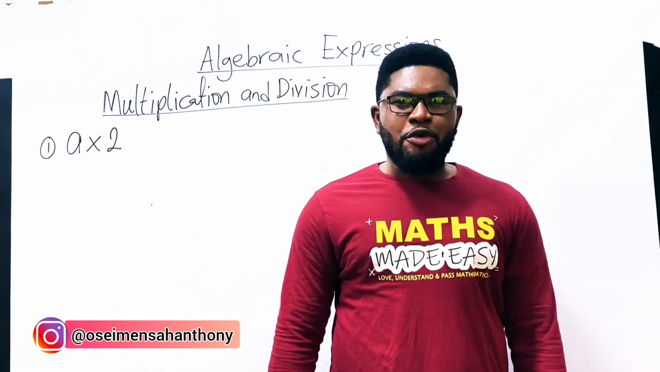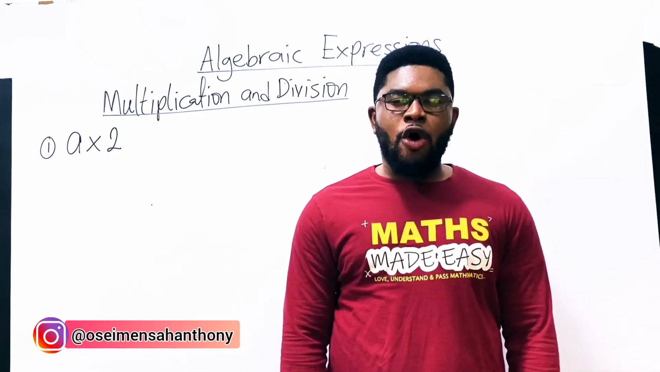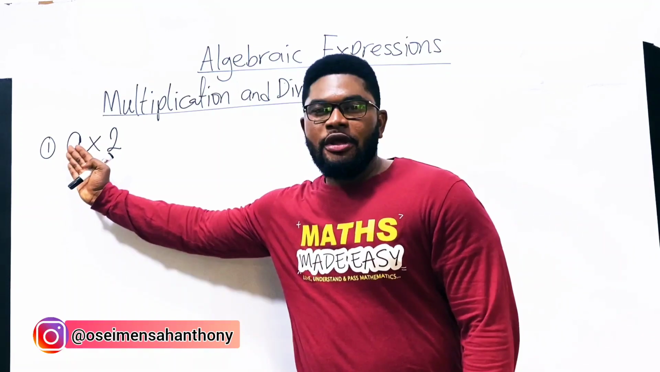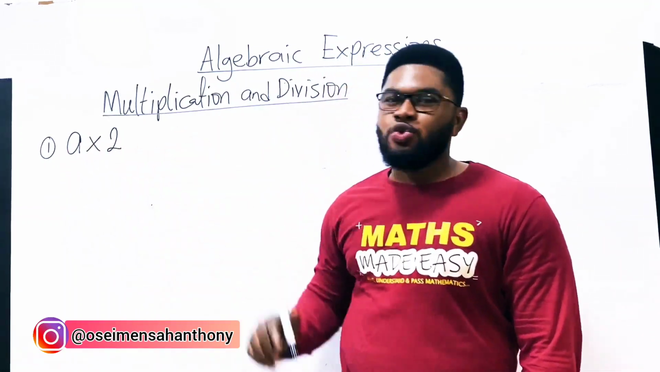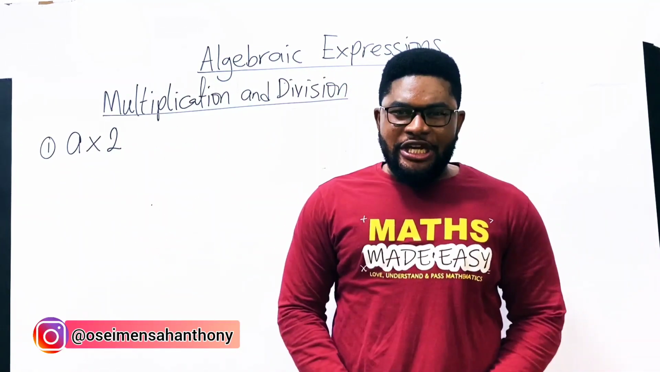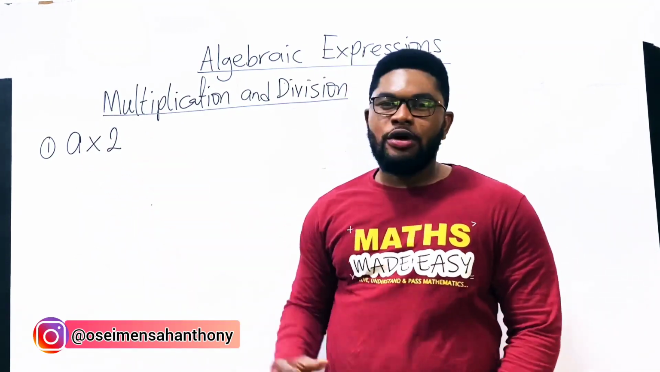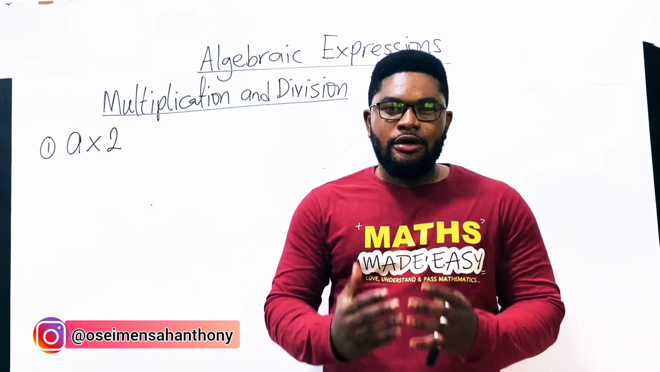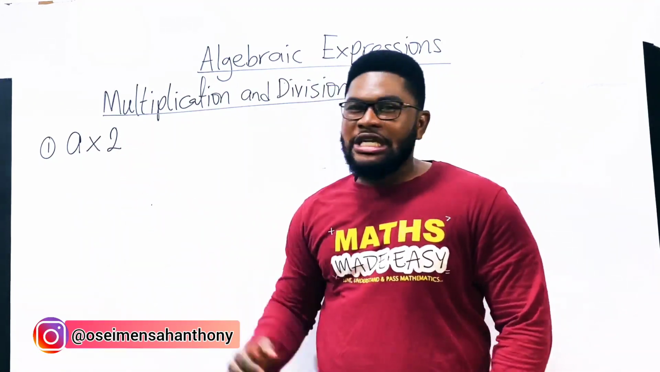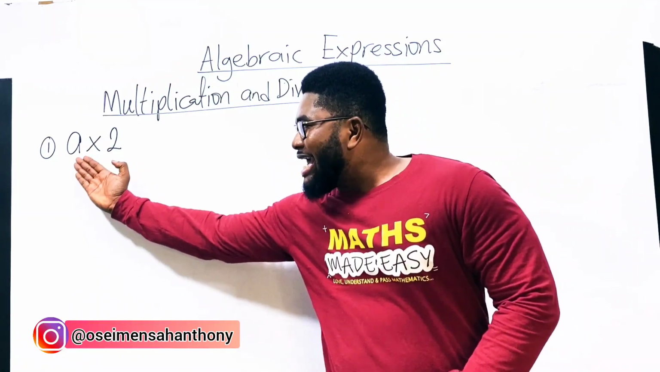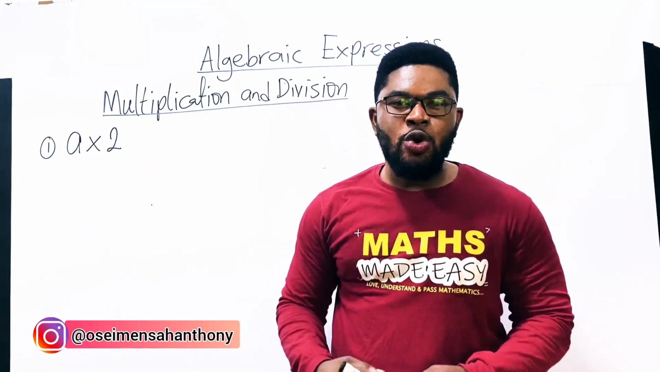Let's take an example under multiplication of algebraic expression. Example 1, a times 2. Now in this question, a is a variable and 2 is a real number. Remember, we don't consider like terms when multiplying. So the final answer for a times 2 will be 2a.